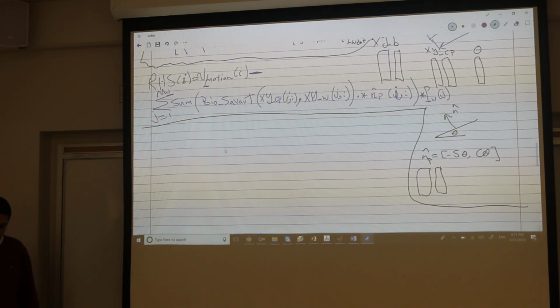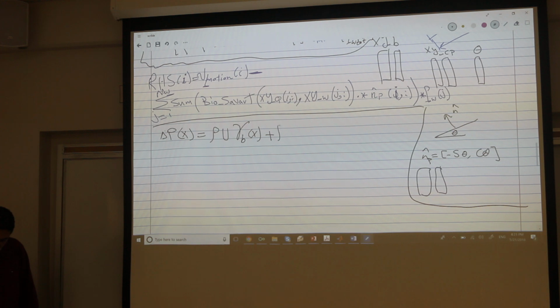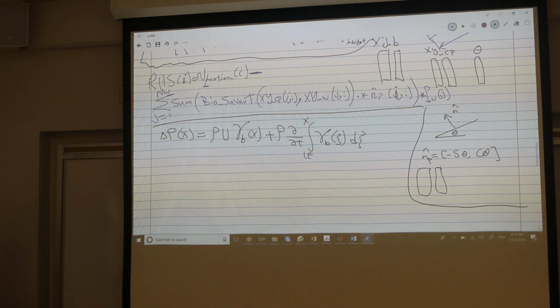What if I want to get the pressure on the airfoil? We already wrote this equation before, the unsteady Bernoulli equation, right? This form of it in terms of vortices, in terms of circulation. Delta pressure at any x is rho U gamma bound at that x, if you remember, plus rho partial t of the integral from the leading edge to x of gamma bound of zeta d zeta. We wrote this equation before, which comes from the unsteady Bernoulli equation.